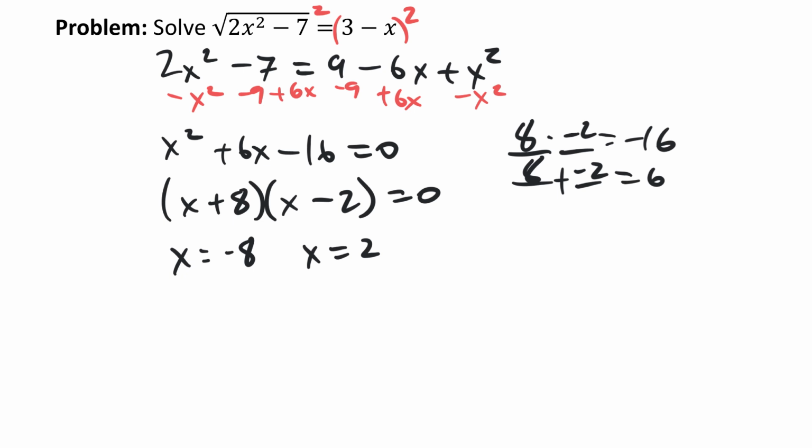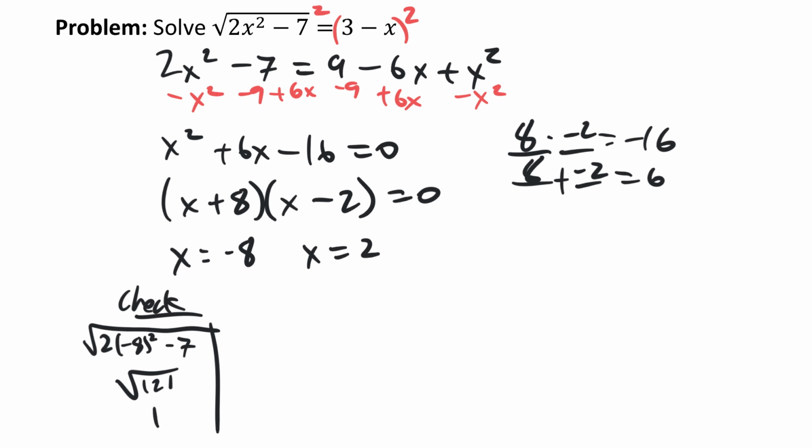Now again, we have to be careful. Sometimes one or both of these is going to be that artifact, that extraneous solution. So we should check them. If we plug it in on the left side, we get the square root of 2 times negative 8 squared minus 7. Negative 8 squared is 64, 64 times 2 is 128, minus 7 is the root of 121, which is 11. On the right side, we get 3 minus negative 8, which is 11.